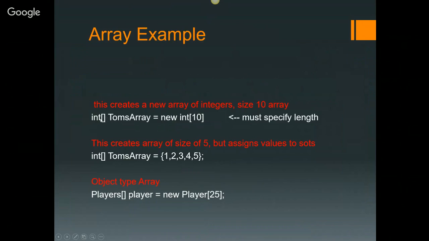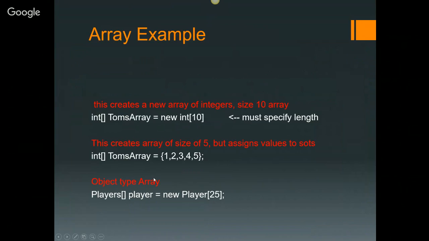So here we have int, the array parameter box, Tom's array equals new int, and we're creating a size 10 array basically here. So it's going to have 10 different indexes. So we're specifying the length there. You have to specify the length. Down here, I not only specified the length, but I also created an array and assigned values to it. So it has 5 array slots, with the values 1, 2, 3, 4, and 5.